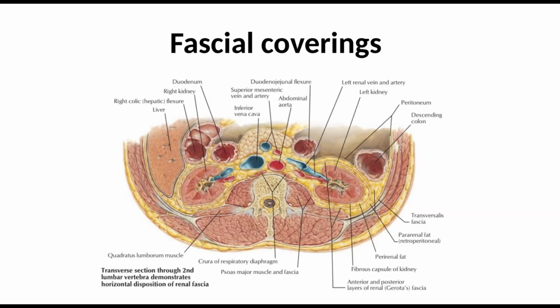Fascial coverings of the kidneys. The kidneys are enclosed in several layers of connective tissue, the first being the true capsule, which is a tough fibrous layer directly adherent to the kidney surface and lining the renal sinus. The second is the renal fascia or Gerota's fascia, which is a condensation of connective tissue derived from the parietal peritoneum anteriorly and posterior abdominal wall fascia posteriorly.